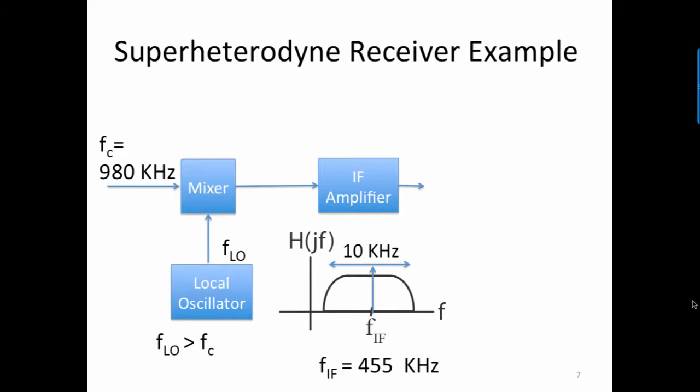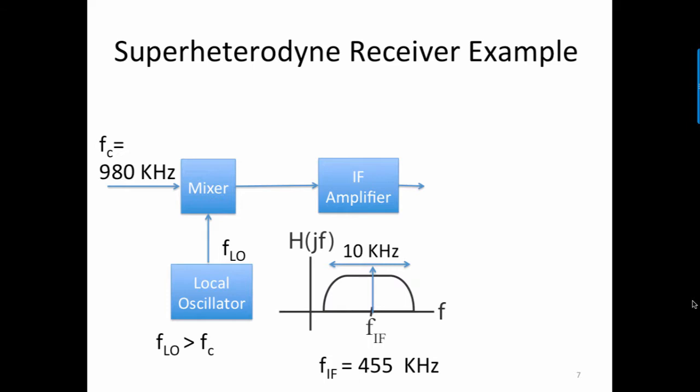Let's say we want to receive a station at 980 kilohertz. The station comes in through the RF amplifier into the mixer on that frequency. The receiver is designed with an IF amplifier frequency of 455 kilohertz, a common choice for an AM IF frequency. We also assume that the local oscillator will be tuned above the carrier frequency, or FLO is greater than FC.